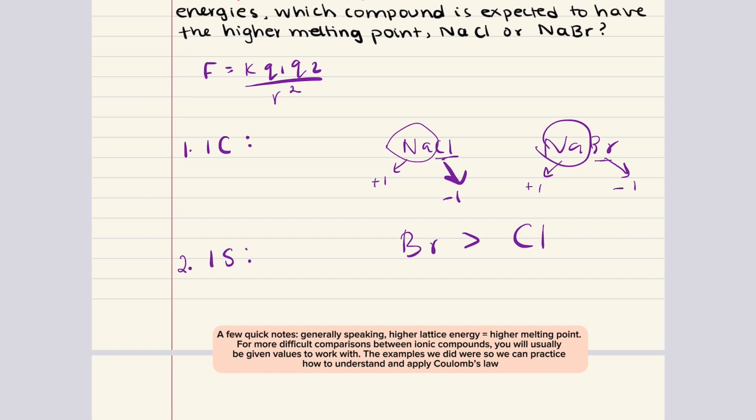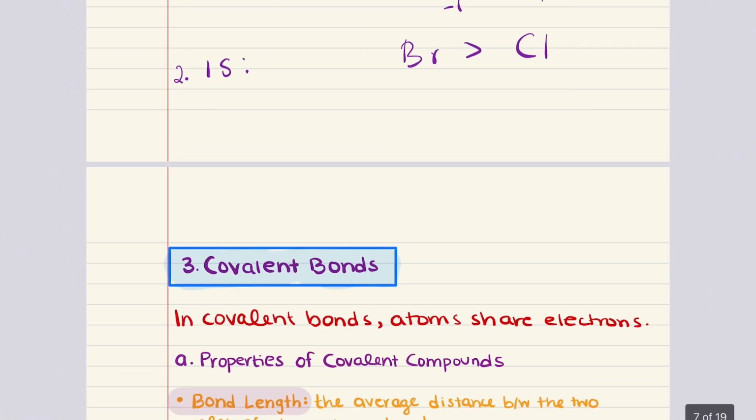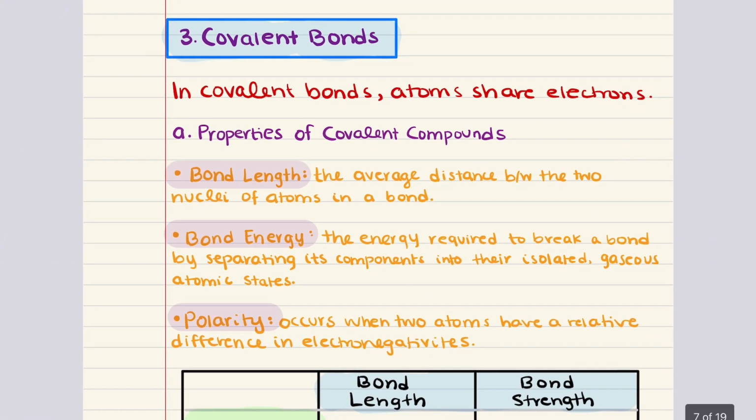Therefore, sodium chloride is going to have the higher lattice energy in comparison to sodium bromide, and that means that sodium chloride is going to have a higher melting point. And that is how we answer this example. With that, we can now go ahead and move into objective 3, which is all about covalent bonds.